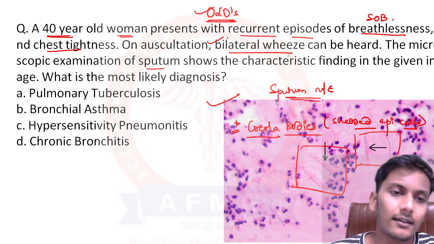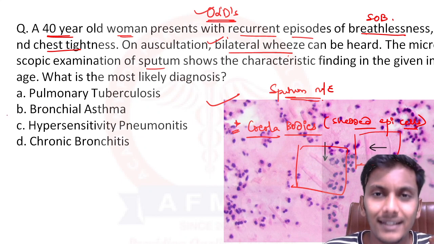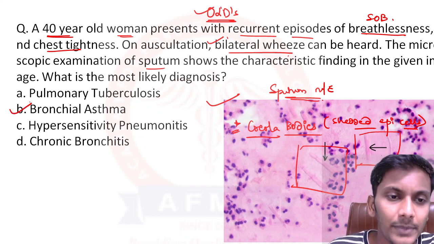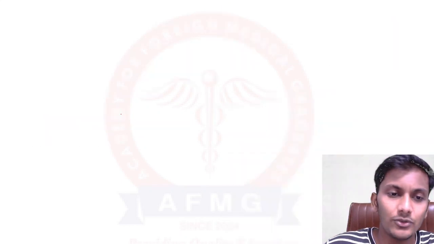They are most characteristic of bronchial asthma. So the answer over here, the most likely diagnosis in this condition, would be option B, that is bronchial asthma. So let's discuss a few points about bronchial asthma that you need to know.